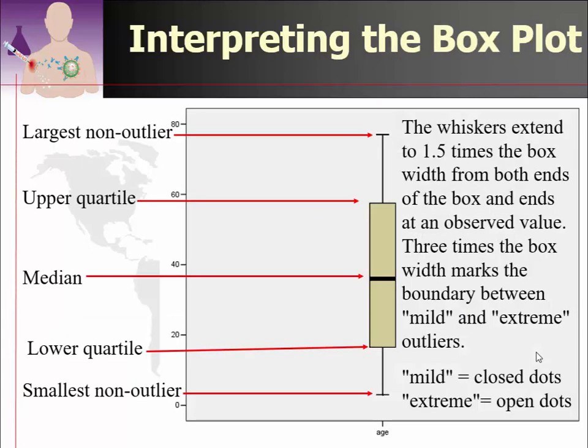This is the box and whiskers plot. If you are looking at the box and whiskers plot, please take note that the black mark in the middle is not the mean. The black mark in the middle is the median. The top one is the 75th centile. The bottom one is the 25th centile.